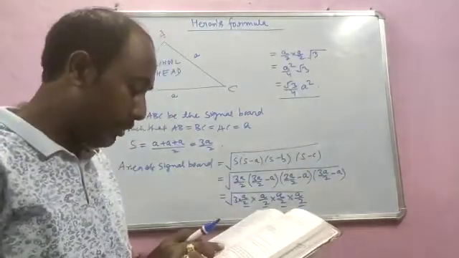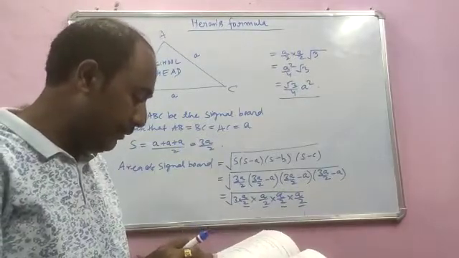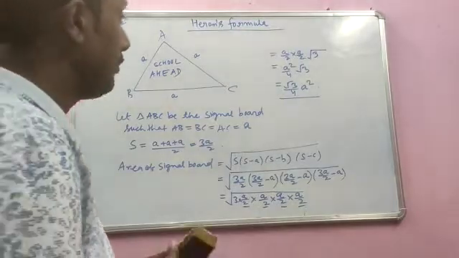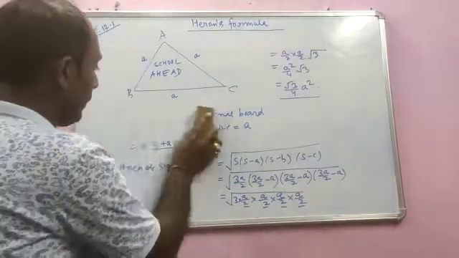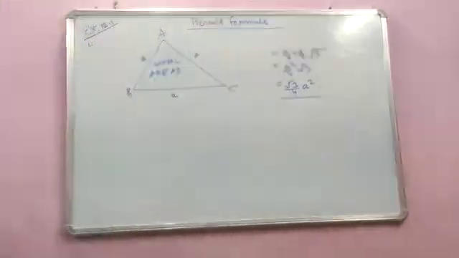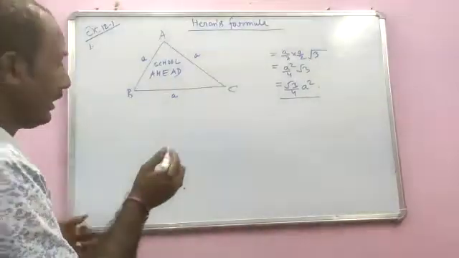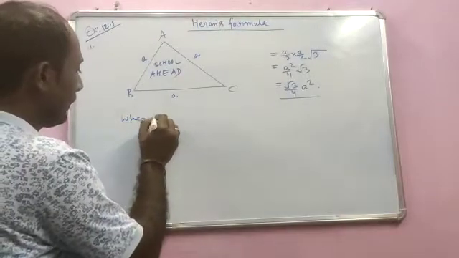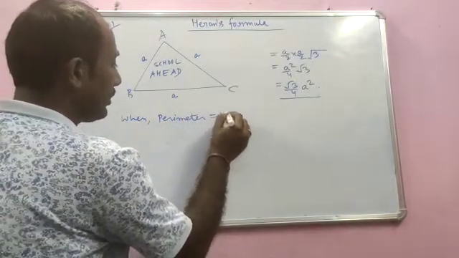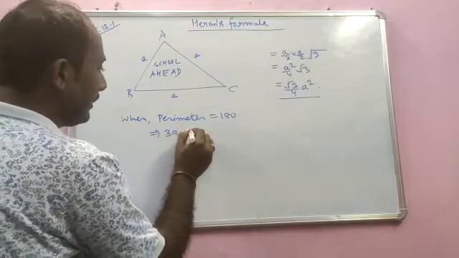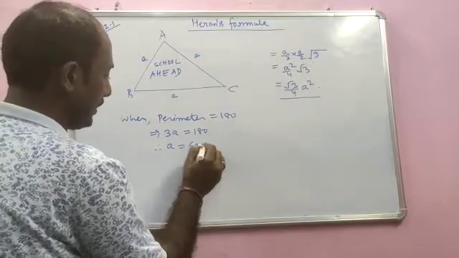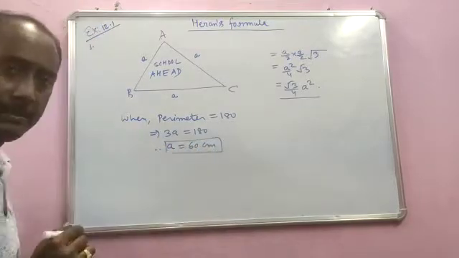Now the next part of the question is, if its perimeter is 180, what will be the area of the signal board? When a specific value is given, we move to the next part. So I am rubbing it now. If the perimeter is given, what will be its area? When perimeter is equal to 180, the perimeter is 3a, that is 180. Therefore a is equal to 60 centimeter. So each side length is 60 centimeter.